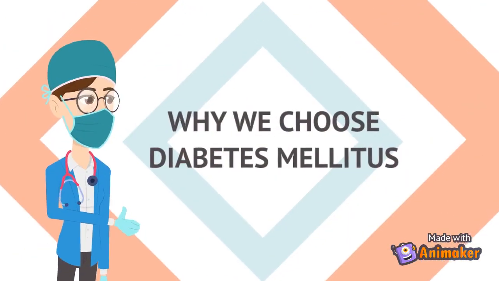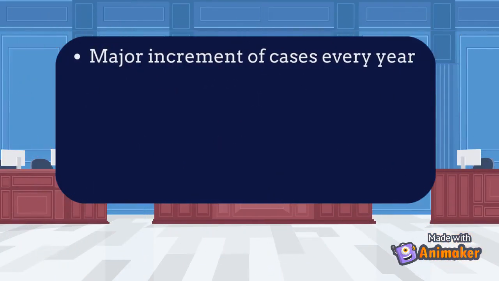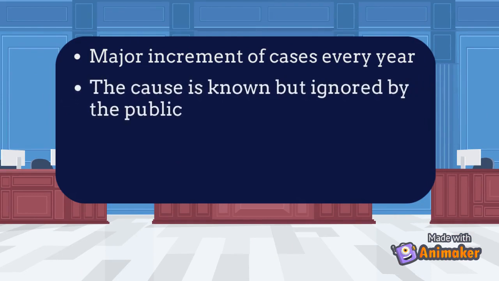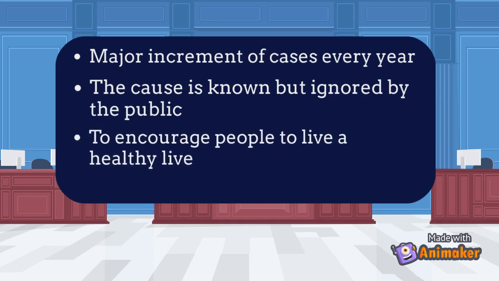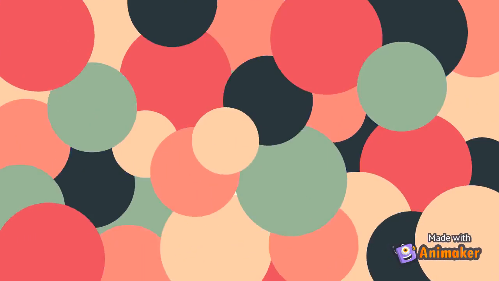Why we choose diabetes mellitus. Based on statistics issued by the Ministry of Health Malaysia, there is a terrifying significant increment in the number of people diagnosed with diabetes every year. The main causes of this issue are well known but being ignored by the public. We want to encourage people to be active and live a healthy life, and also we want to emphasize the danger of this disease because prevention is always better than cure.